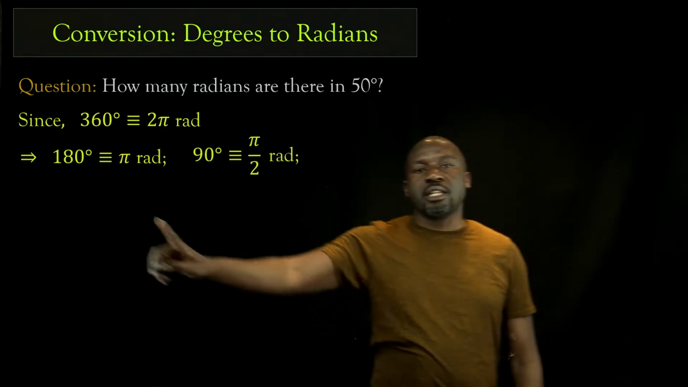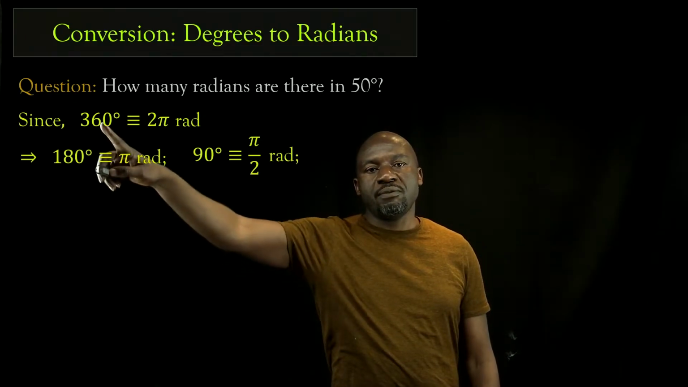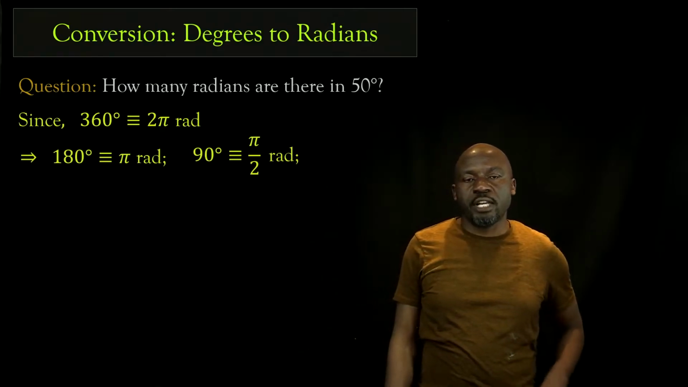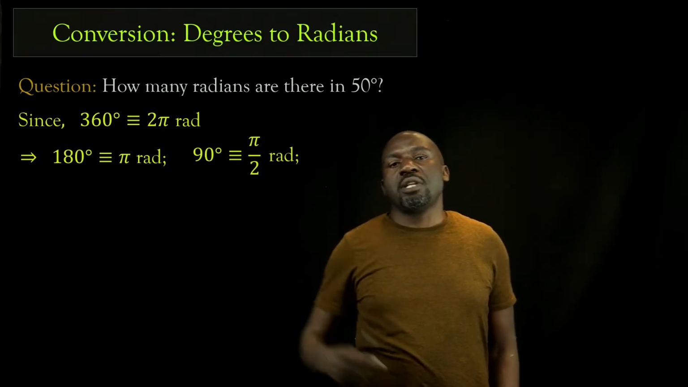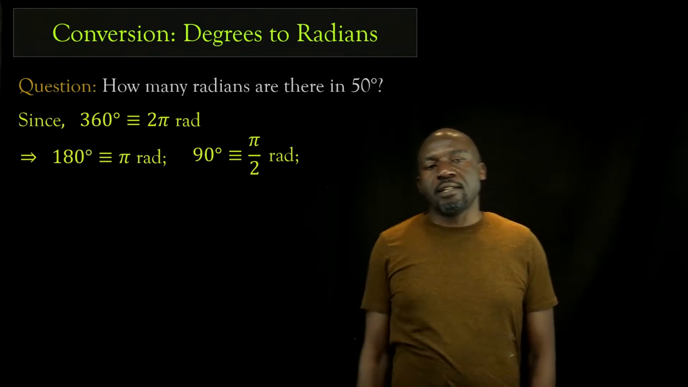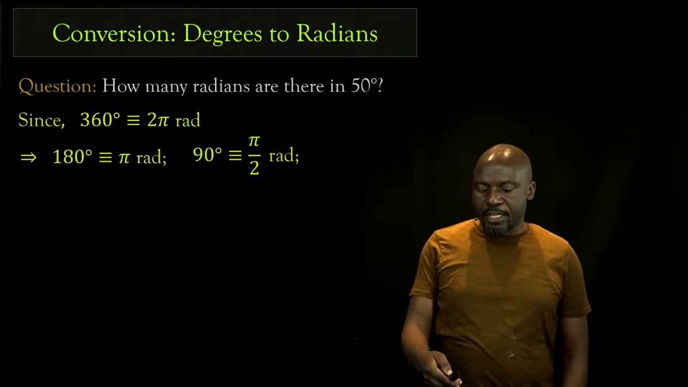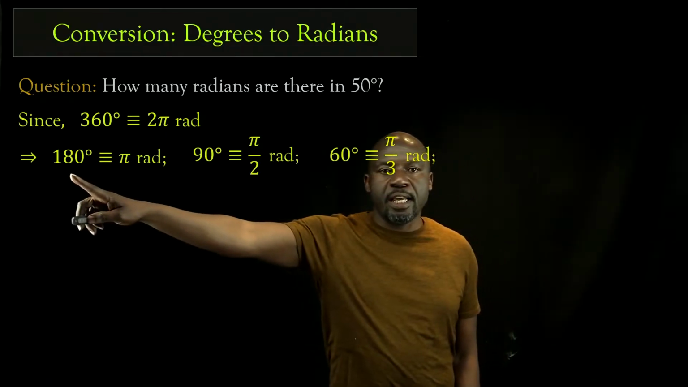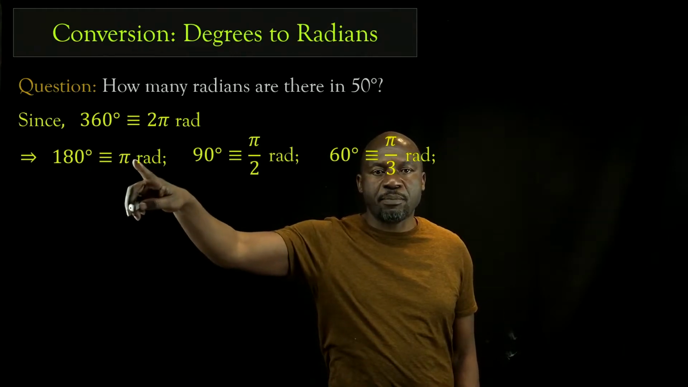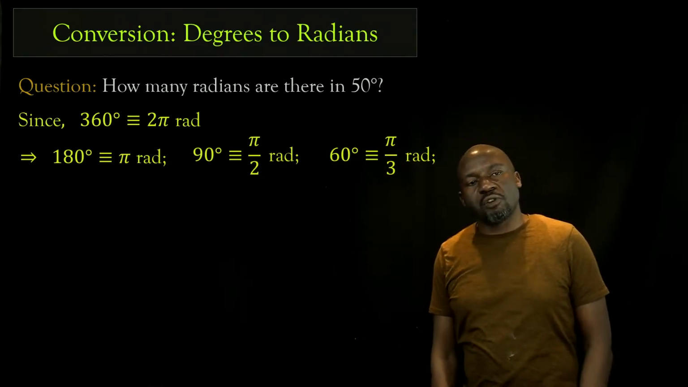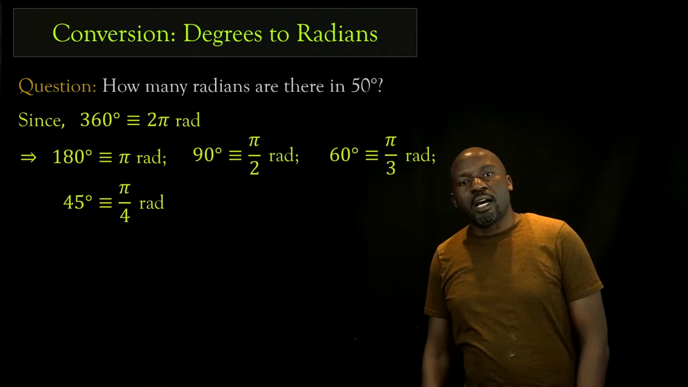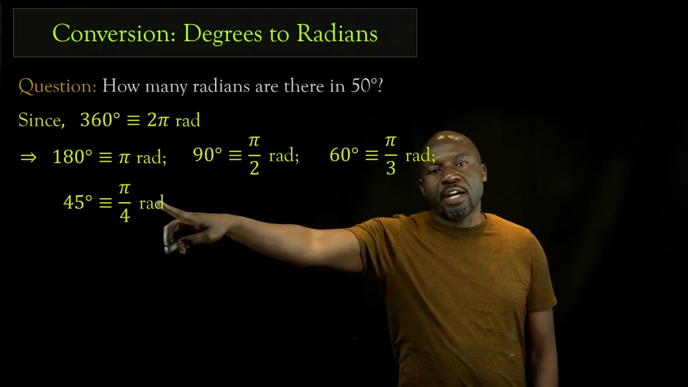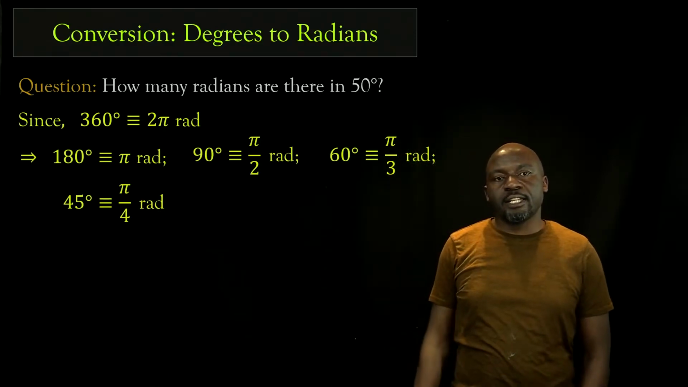And that also means that if we divide this by 2, or divide that by 4, we'll get that 90 degrees contains pi over 2 radians, or we can say 180 degrees is equivalent to pi radians, 90 degrees is equivalent to pi over 2 radians, and so on. 60 degrees would be taking 180 and dividing by 3. So if we divide both sides by 3, we get that 60 degrees is equivalent to pi over 3 radians. 45 degrees can be found by taking 90 and dividing by 2, and that gives us pi over 4 radians.